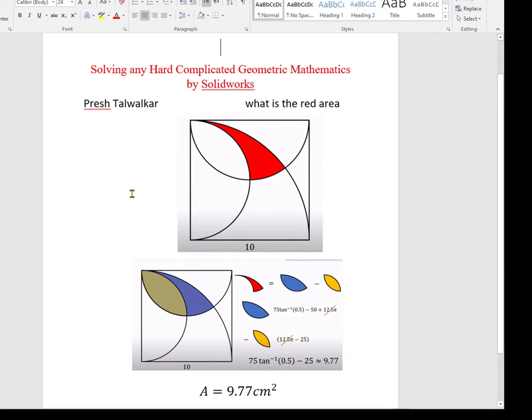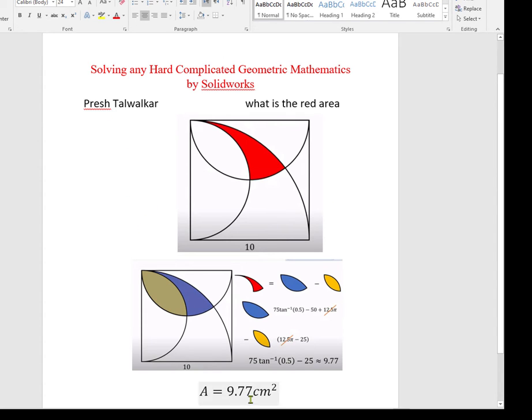Here I am going to show you how to solve any hard, complicated geometric mathematics by SolidWorks. There is a problem. A square with sides of 10 centimeters, which is made by an arc. Now, what is the red area?